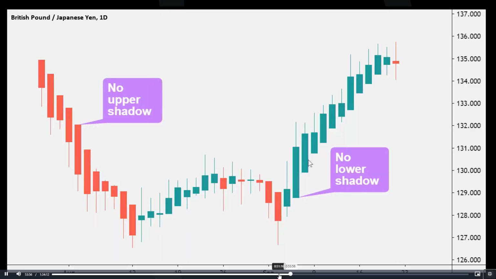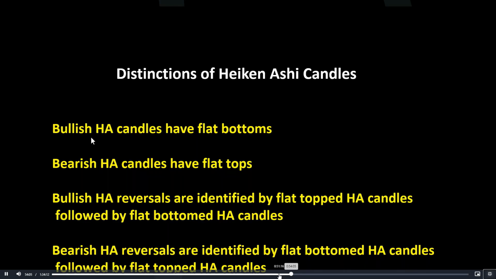So there's your Heikin-Ashi candles. Again, flat top, bearish; flat bottom, bullish. Right? So again, the distinctions of Heikin-Ashi candles: the bullish Heikin-Ashi candles have flat bottoms. The bearish Heikin-Ashi candles have flat tops.